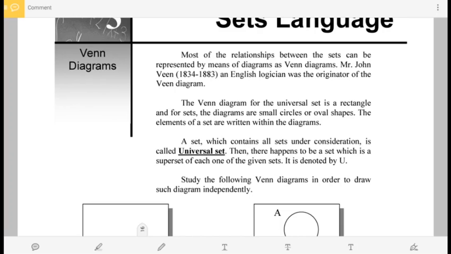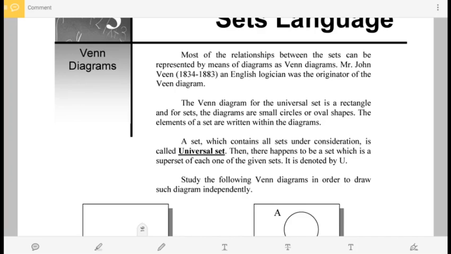Okay, hello again, everyone. So now we are in chapter 3. The title is about Venn diagrams. What is a Venn diagram? Most of the relationships between sets can be represented by means of this diagram known as a Venn diagram. A Venn diagram is a representation of the relationships between given sets.